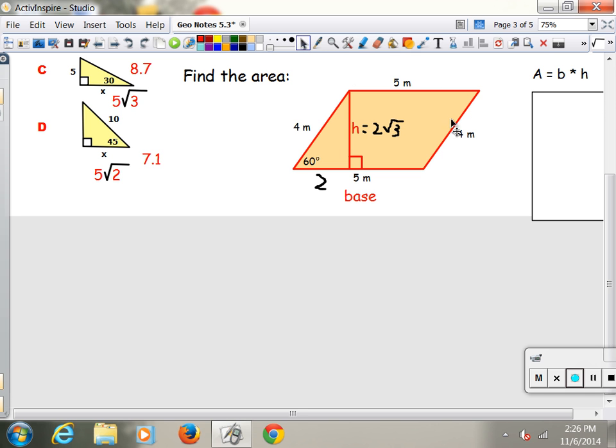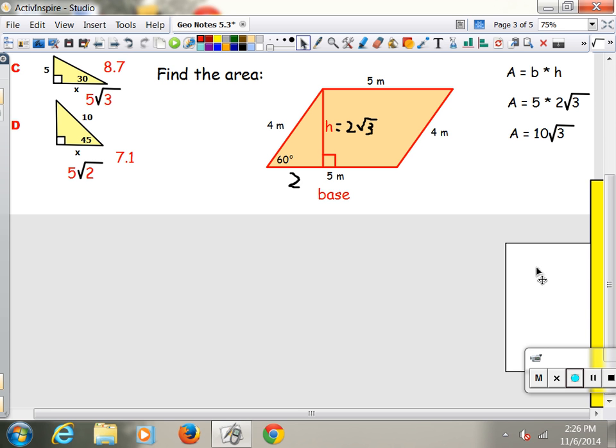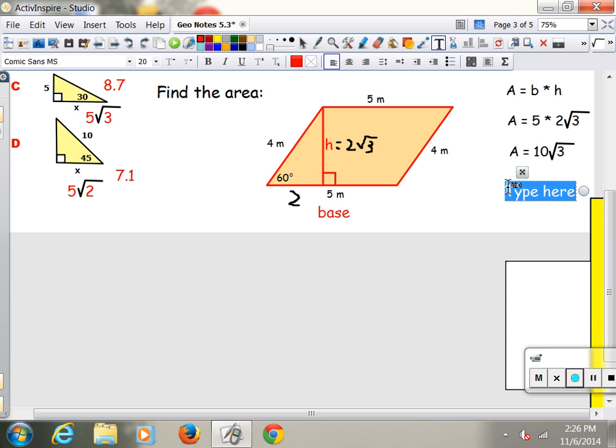Okay, so what we would do then is we would take the 5, the base, times it by the height, 2 radical 3. Then you would multiply the 5 and the 2 because they're both outside the square roots, and you get 10 radical 3. If you multiplied that together, your area would be 17.3, I think, right? And that'd be square meters. Meters squared.